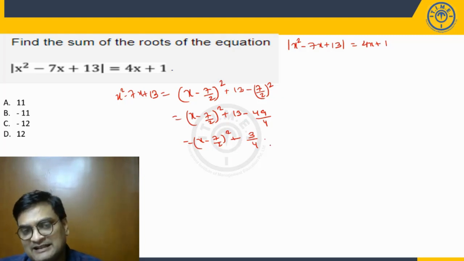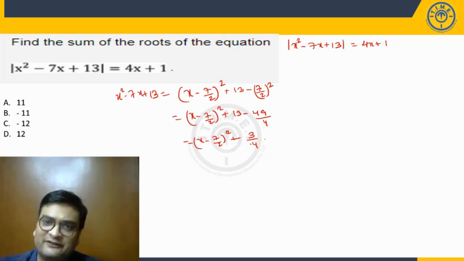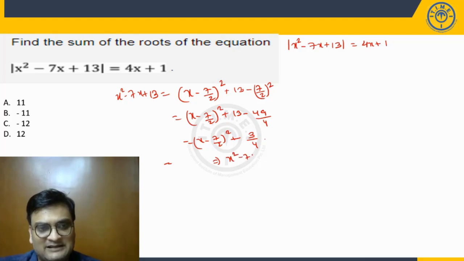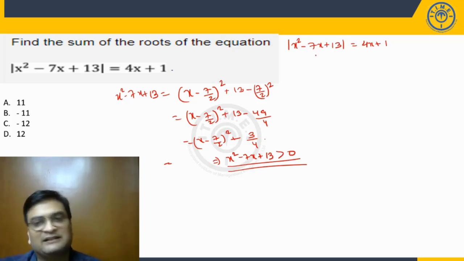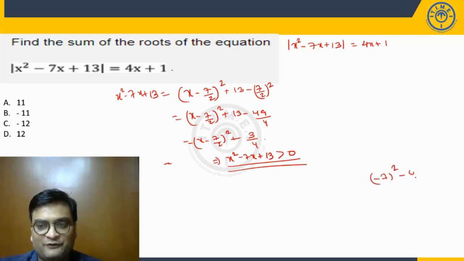Now if you notice this expression here, can I say it is always positive? Because it's a real number square, which is never negative, plus some positive value. So that means x square minus 7x plus 13, this value is always positive, always greater than 0. One more way in which we could say this is positive always: please notice the discriminant of this particular quadratic. If you look at the discriminant b square minus 4ac, this turns out to be negative.